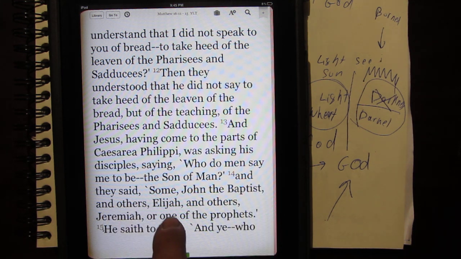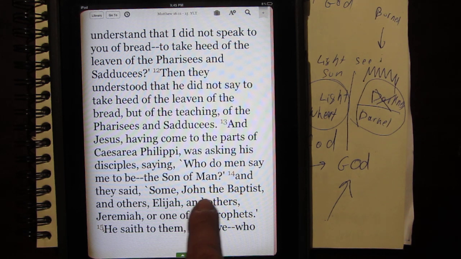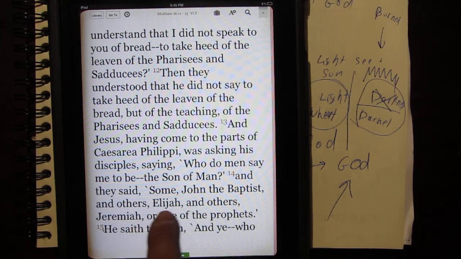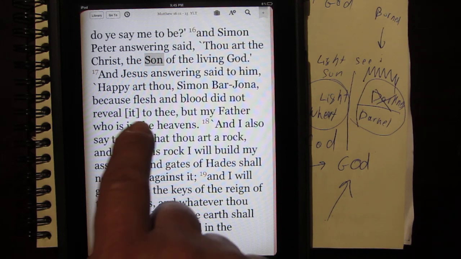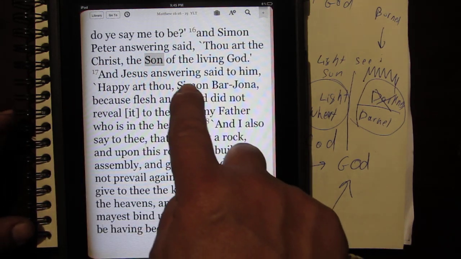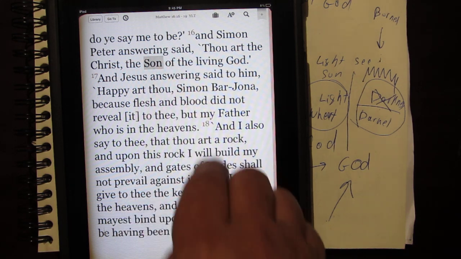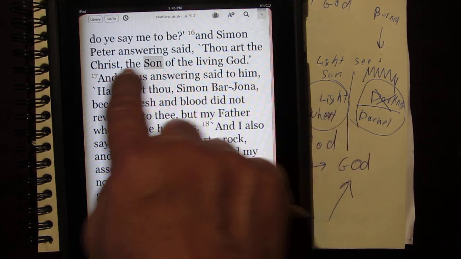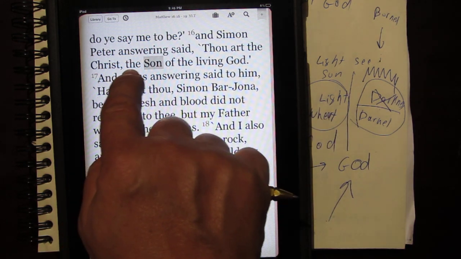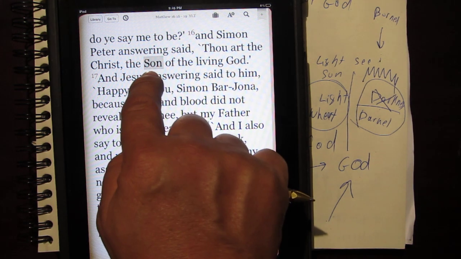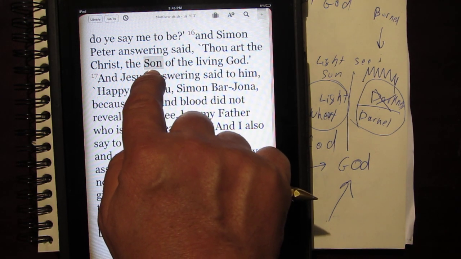And they said, some think John the Baptist, and others Elijah, and others Jeremiah, or one of the prophets. He saith to them, "And ye, who do ye say me to be?" And Simon Peter answering said, "Thou art the Christ, the Son." Because remember, just as the Father is, so is the Son.